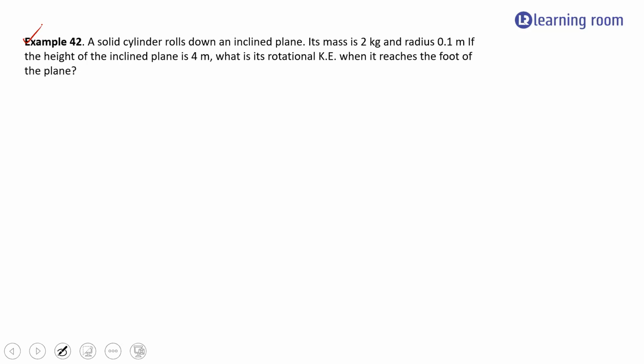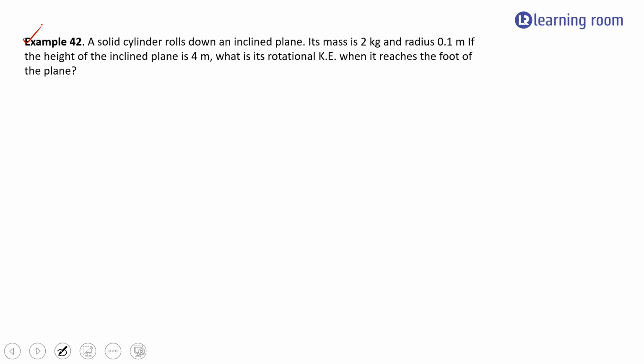So I just gave you a formula, right? When it reaches the bottom, what formula did I give you? I gave you the formula for velocity. How much is it? 2gh divided by 1 plus k square divided by r square. Right?